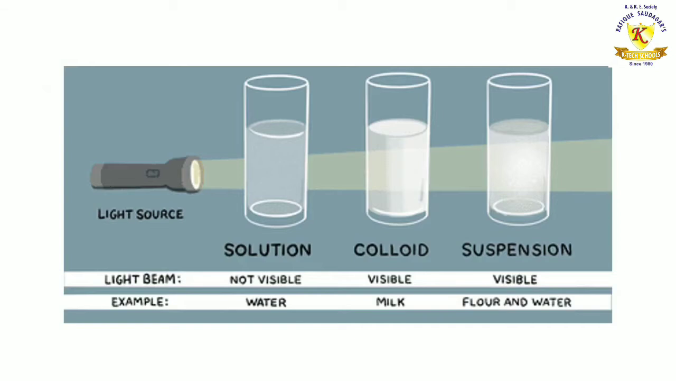Here we can see that there are 3 glasses kept, which include a solution, a colloid and a suspension. We have a light source. When light is passed, we can see the observation shown there. Light beam is not visible in solution. It is visible in colloid and also visible in suspension, as you can see on your screen. The example of solution is water, the example of colloid is milk, and of suspension is flour and water. Understood, children?